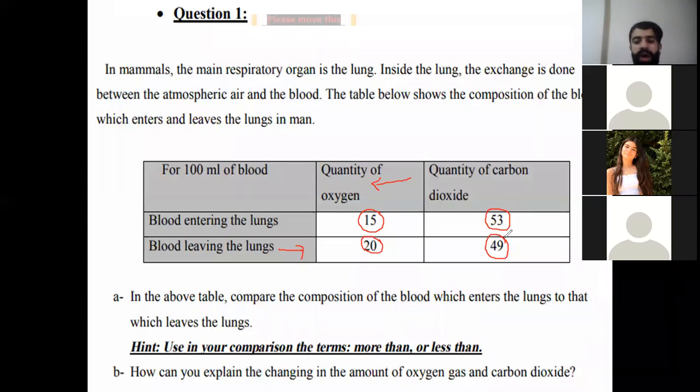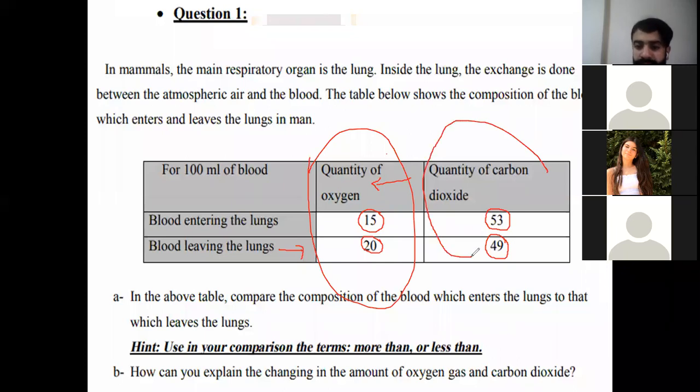In the table below, compare the composition of the blood which enters the lungs to that which leaves the lungs. The composition, what is the meaning of this? This means that you have to compare the quantity of oxygen in the blood entering and the blood leaving, and also compare the quantity of carbon dioxide in the blood entering and the blood leaving. Oxygen in the blood entering and leaving should be compared together, and carbon dioxide as well.